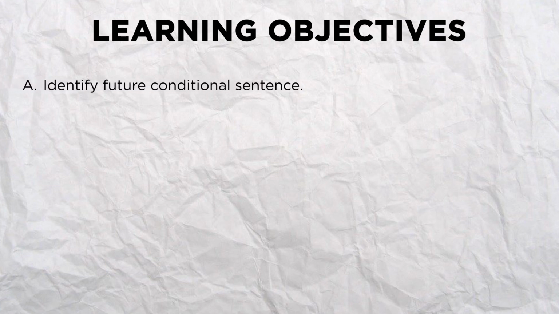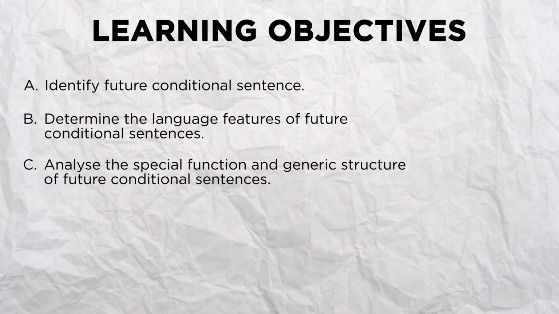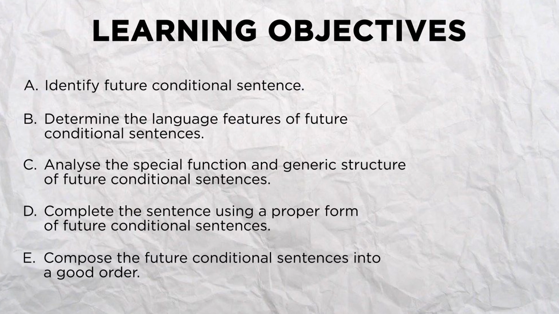Before we continue, it is better for us to look at the objectives of our lesson first. After learning the whole materials, you must be able to: A. Identify future conditional sentence. B. Determine the language features of future conditional sentences. C. Analyze the special function of generic structure of future conditional sentences. D. Complete the sentence using a proper form of future conditional sentence. And at last, compose the future conditional sentences into a good order. Are you curious to learn more about conditional type 1?